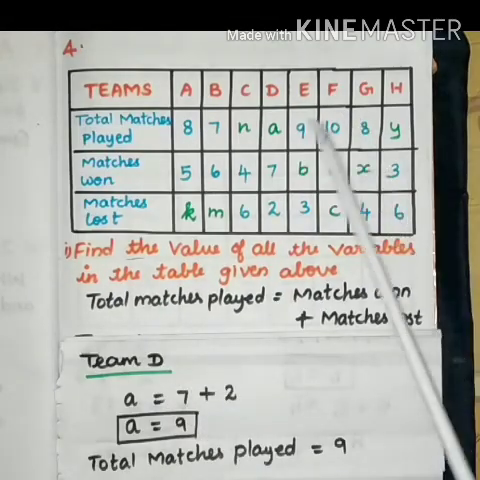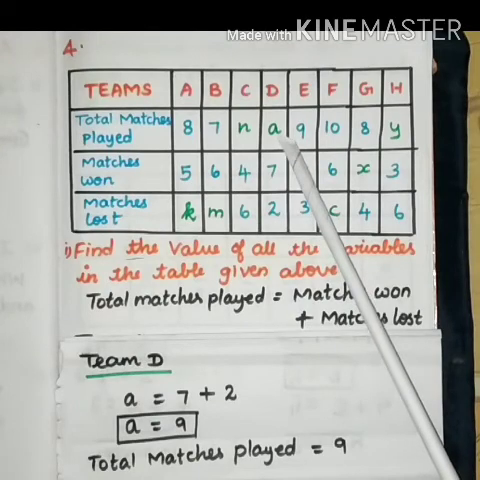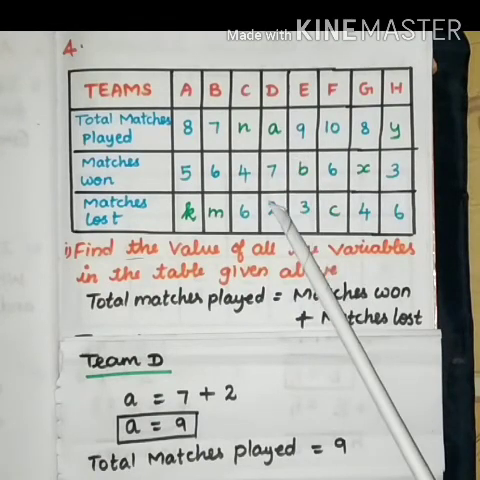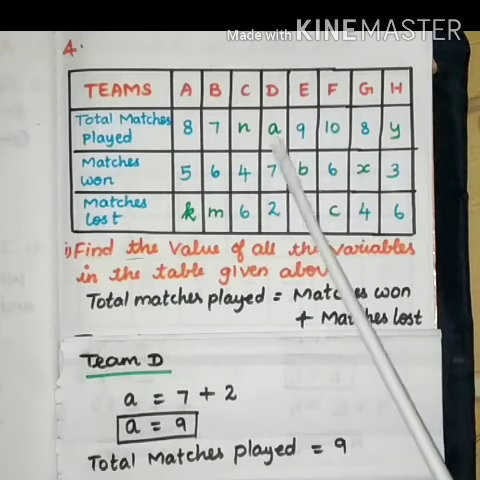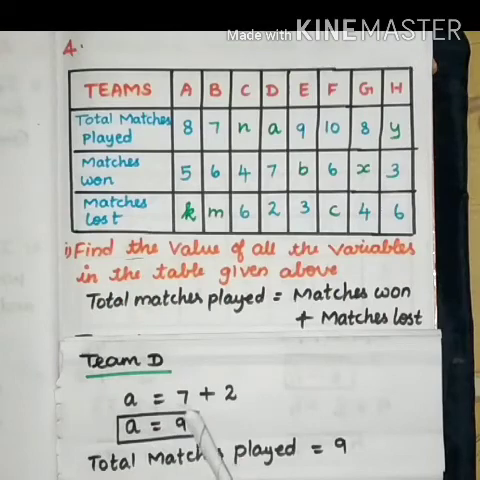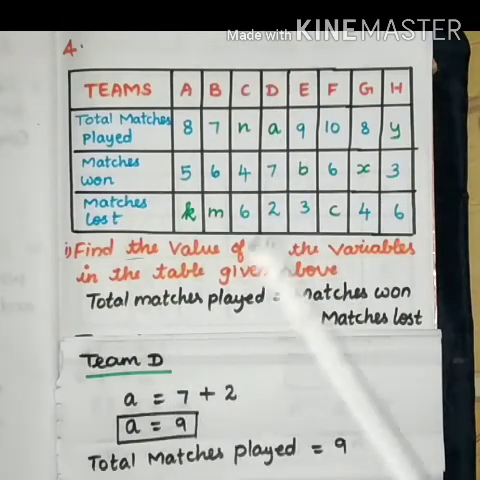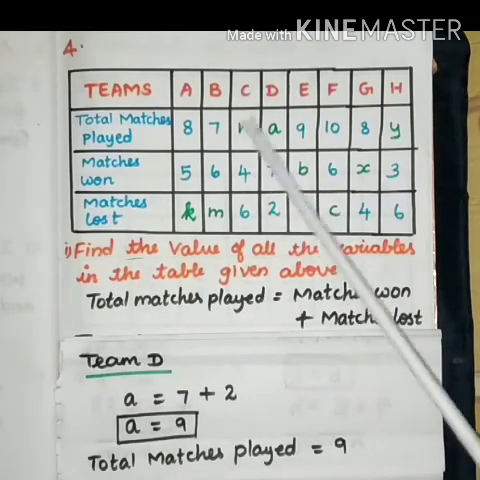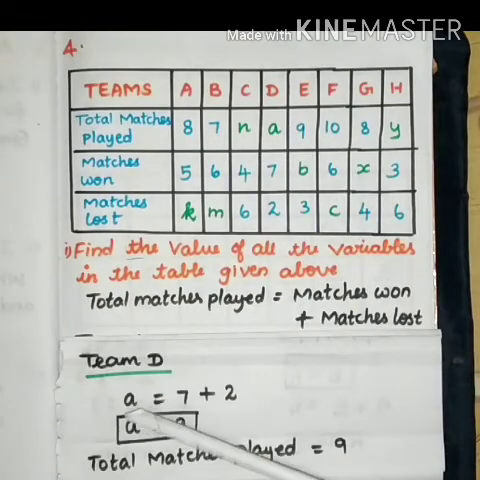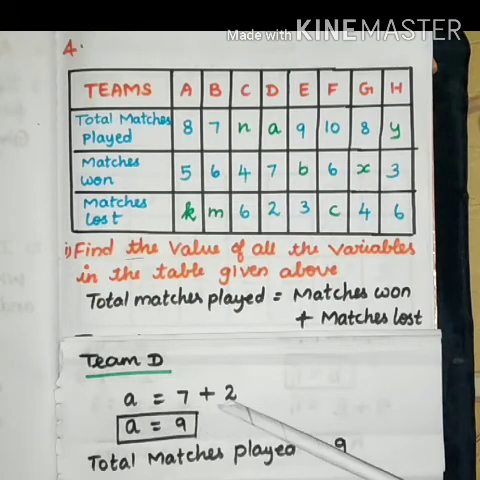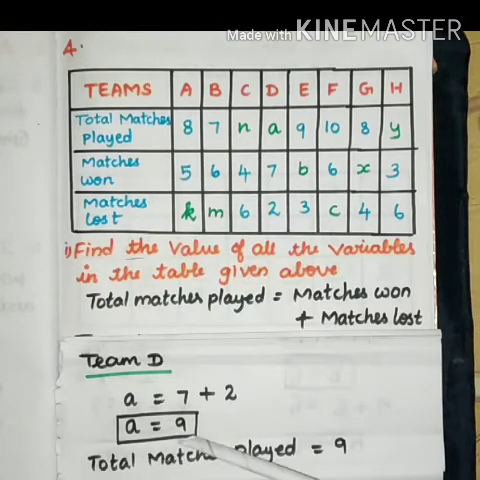Team D. In team D, total matches played is not given. Matches won is given. Matches lost is given. So you have to find the unknown value, variable A. A equals 7 plus 2. It is similar to the previous team C. In team D also we directly find the unknown value. A equals 7 plus 2. 7 plus 2 is 9. A equals 9. Total matches played is 9.